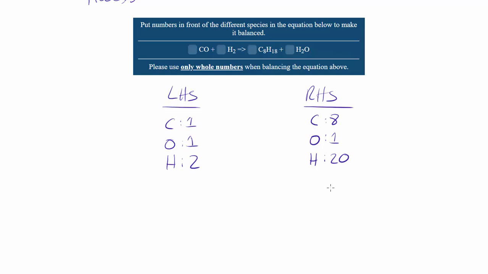So in the context of the carbon, if I add an 8 in front of the carbon monoxide, that should get this from a 1 to an 8 for the carbon. So I'm going to do that and see what the outcome is. Effectively, that's going to be 8CO plus H₂, and that produces C₈H₁₈ plus H₂O.